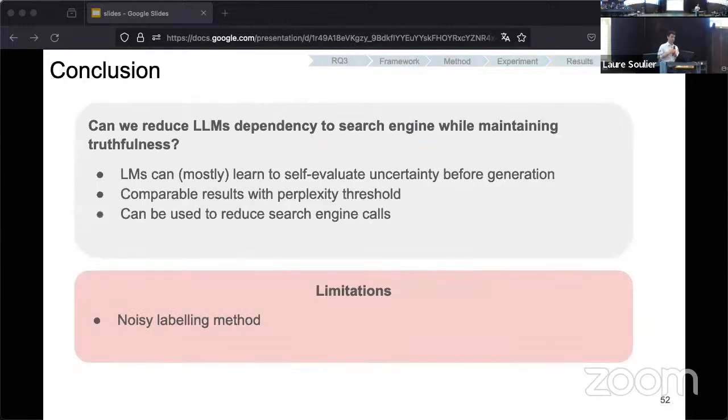In conclusion, we show in this preliminary work that LLMs can mostly self-estimate their ability to answer some questions, and we have comparable results with the perplexity threshold baseline. However, in this work, our labeling method was a little bit noisy.